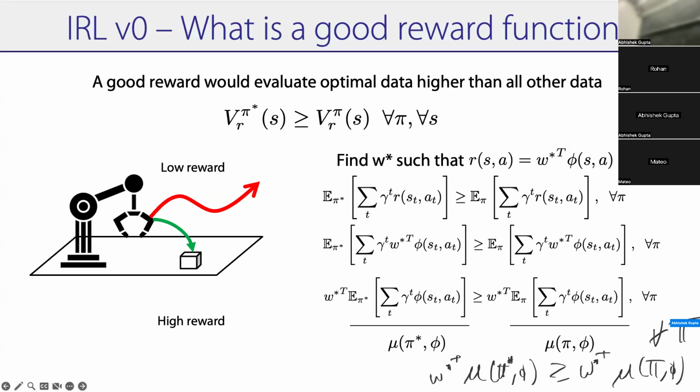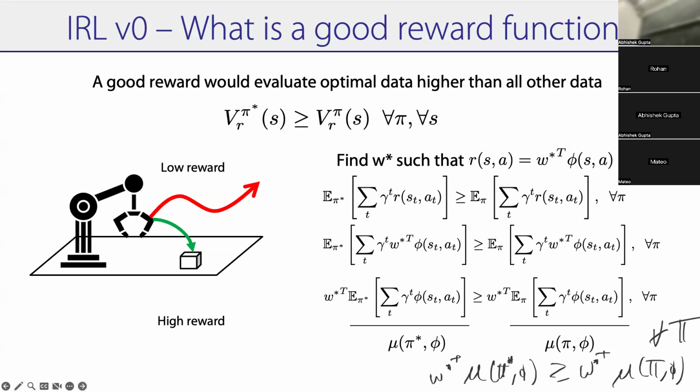So this is only true for linear rewards, right? But it's just saying that you want to find the parameter W star that tells you a reward function such that your feature expectations multiplied by W star is better for pi star than it is for all other pi. Okay, so does that make sense? All we did is we took that condition at the top, we substituted linear rewards, and then we just used linearity.